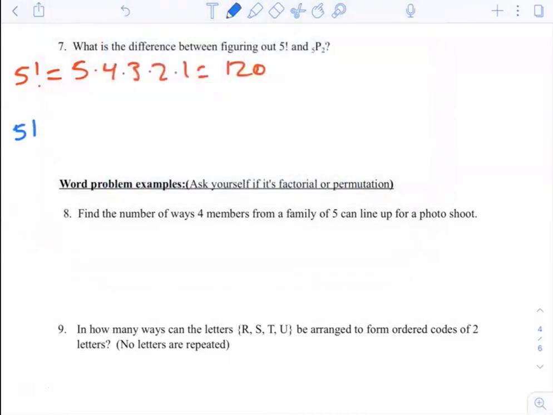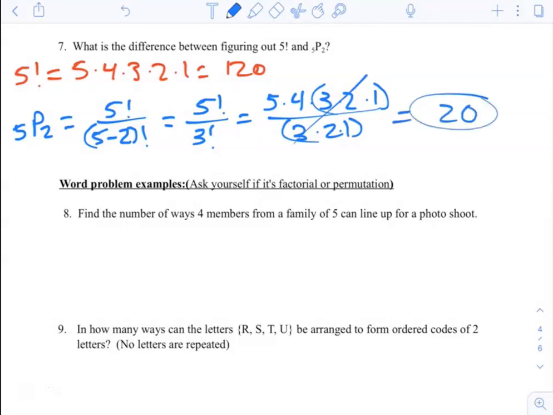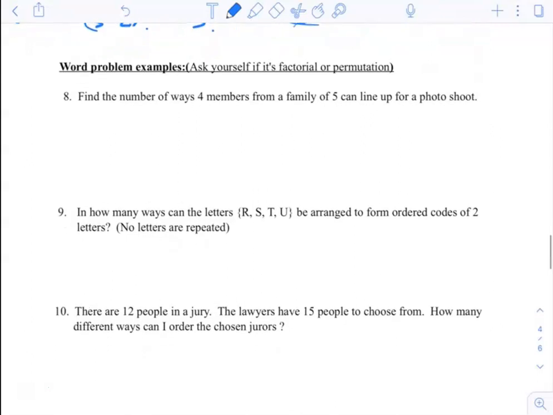5 picking 2 is 5 factorial over 5 minus 2 factorial. So in this one, you're going to have some division because we have 5 factorial over 3 factorial. And when you start dividing by factorials, you're going to get some things that will cancel. So that's what we have in this situation. So this is only 5 times 4, which is 20. Okay, so they're different, but again, I wouldn't spend a lot of time doing them by hand since we have technology that will do it.